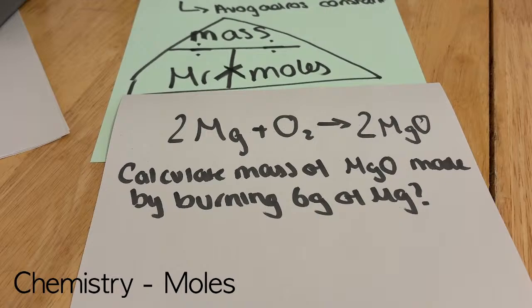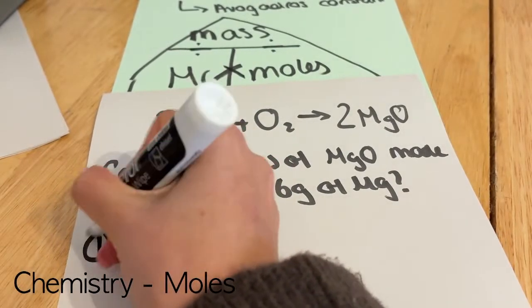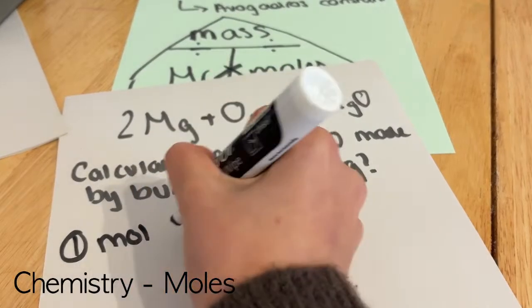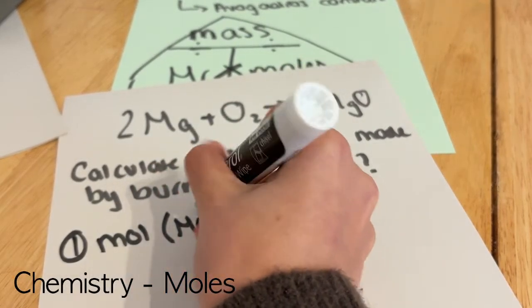Okay, I'm going to go over the question now. If anyone would like a bit more time, just pause the live, complete the question in your own time, and then come back and you'll be able to see the answer. I'm going to split this question up into 3 different stages because this question would usually be worth 3 marks. The first thing we need to do is work out the moles of magnesium.